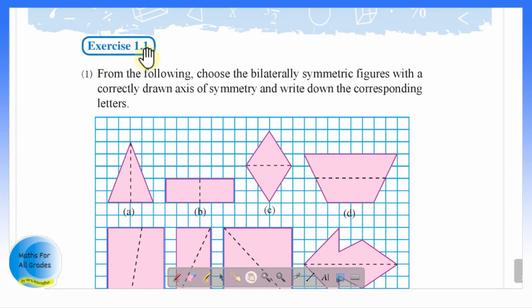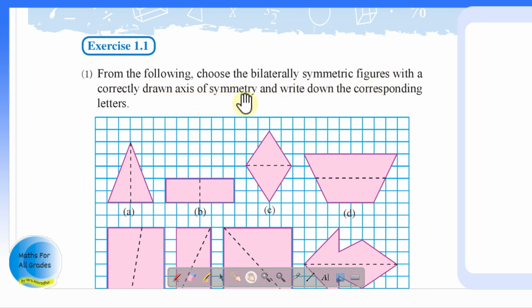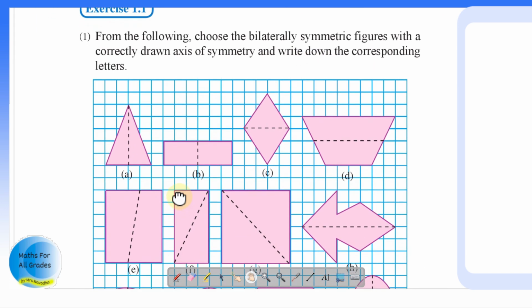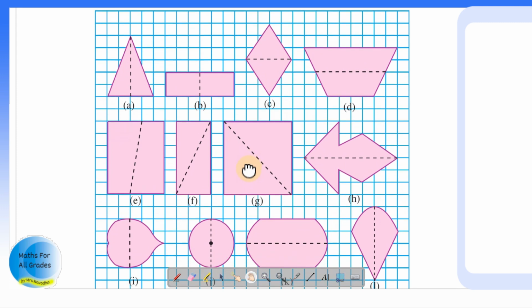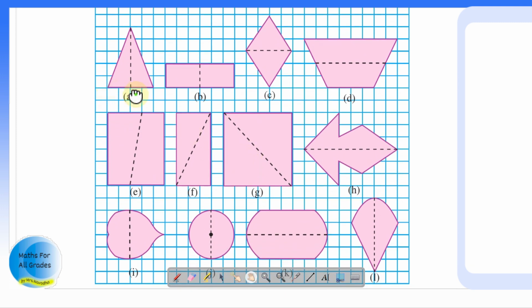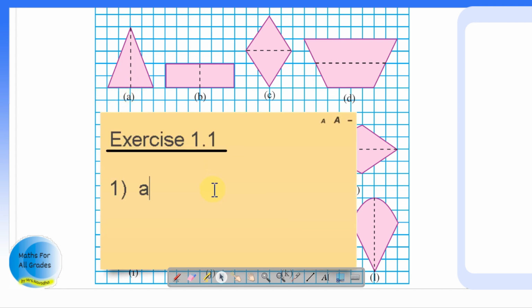Let's discuss exercise 1.1. From the following, choose the bilaterally symmetric figures with the correctly drawn axis of symmetry and write down the corresponding letters. Okay, you have to write down the corresponding letters of the figures that are bilaterally symmetric with the given dotted line. Now let's look at the first one. 1, 2. 1, 2. So it's 2 squares away starting from this point on either side. So it's symmetrical. And the second figure is a rectangle, and we know it's also a symmetrical figure.